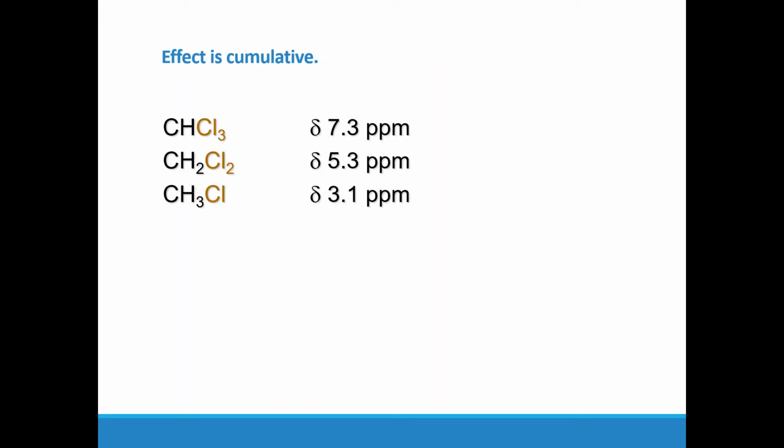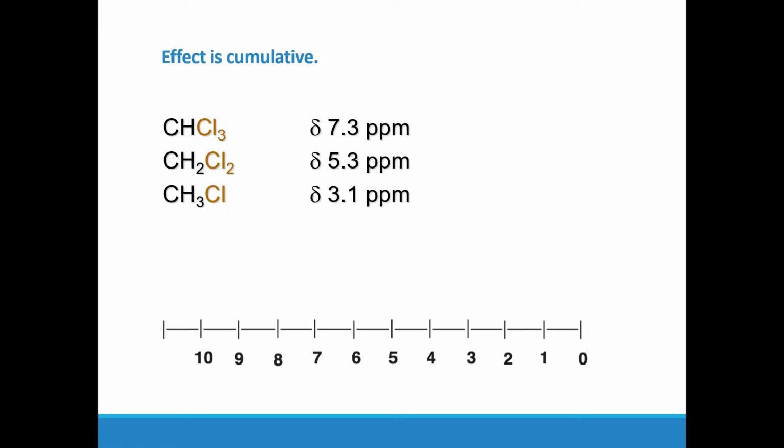So this effect is cumulative. The more of these electronegative atoms we have, the less shielding we should see. Starting with chloromethane, we get around 3.1 ppm. Adding another chlorine takes it to 5.3. And finally, chloroform will be at around 7.3 ppm.